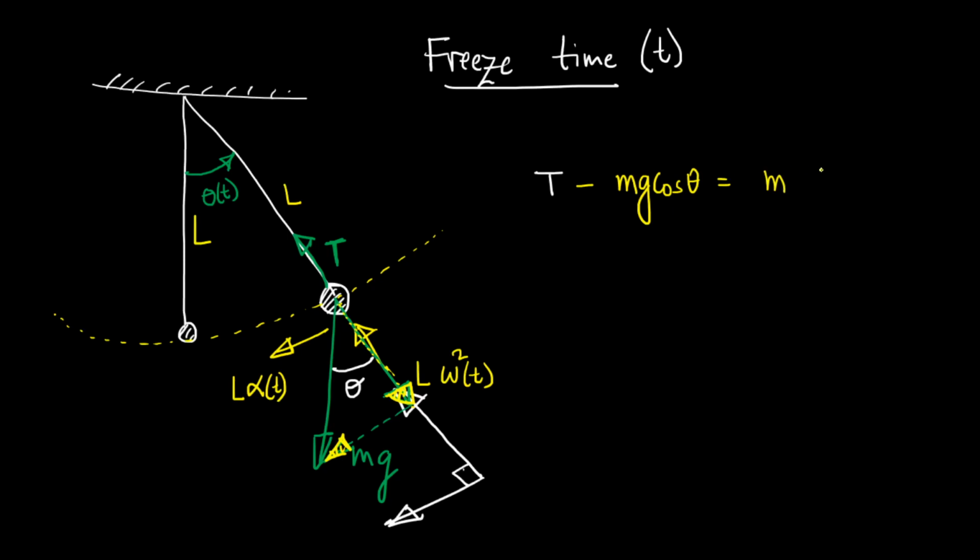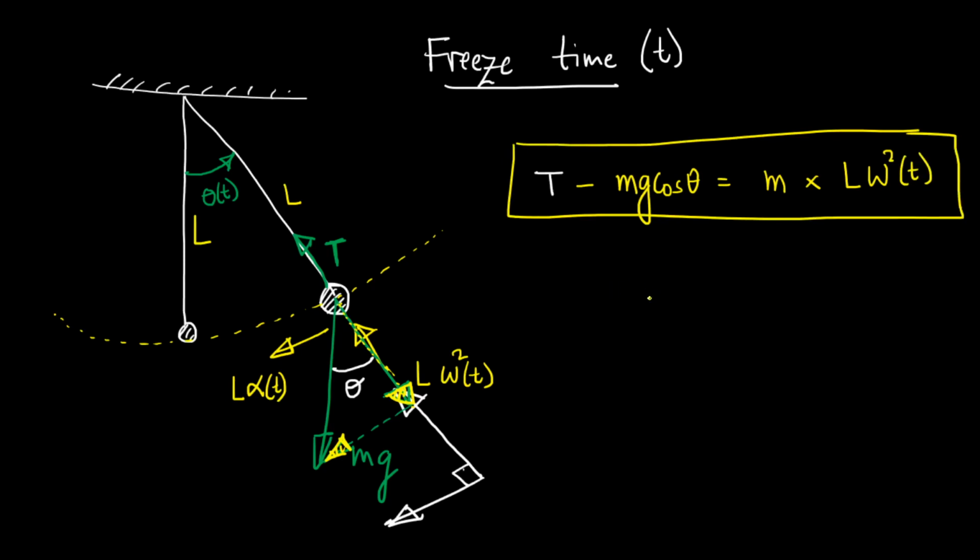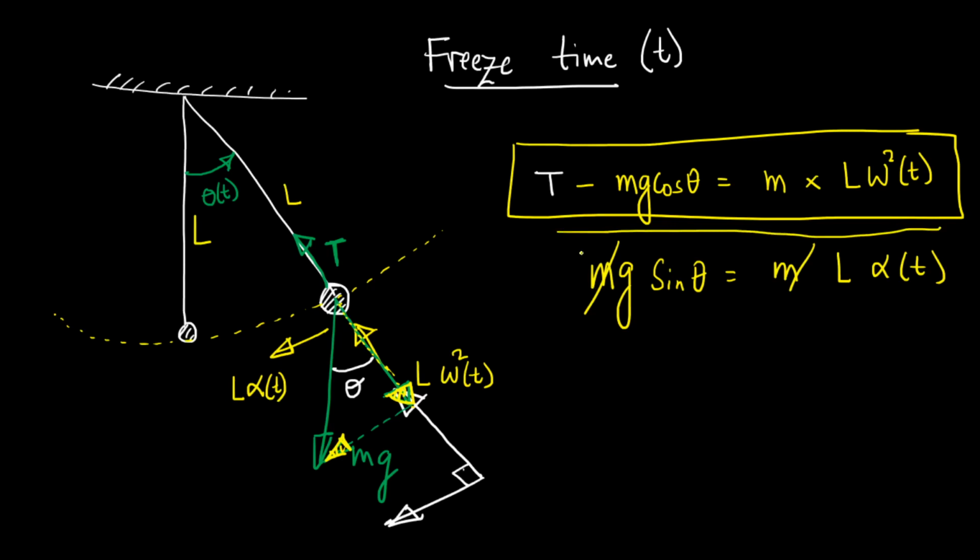I think I made a typo last time. Mass into acceleration, which is L omega squared. So this is one equation. And what else did we do? We wrote down the other equation, and I must say that I disregarded the sign convention. I just assumed that the pendulum is coming down and accelerating. So mg sine theta is equal to mass into acceleration, which is L alpha. And then we cancel them. So this is the summary of what we achieved last time.